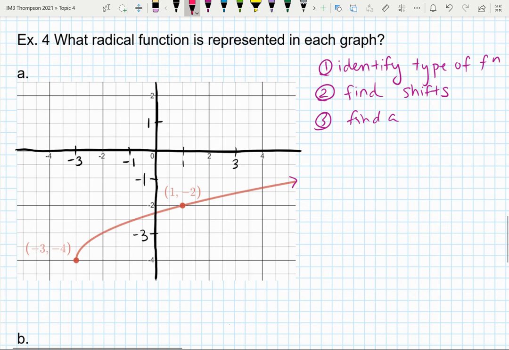And then I can find out the transformation just by looking for that anchor point. So for a square root function, that anchor point is going to be my starting point. For the cube root function, it's going to be where this graph changes directions. So my starting point, instead of being at 0, 0, is at -3, -4. So I can tell that that's left 3, down 4.